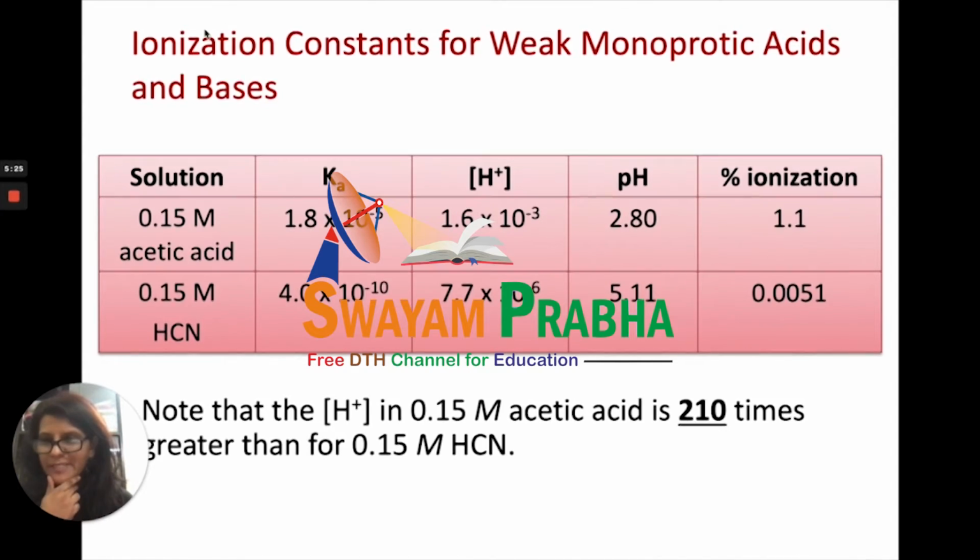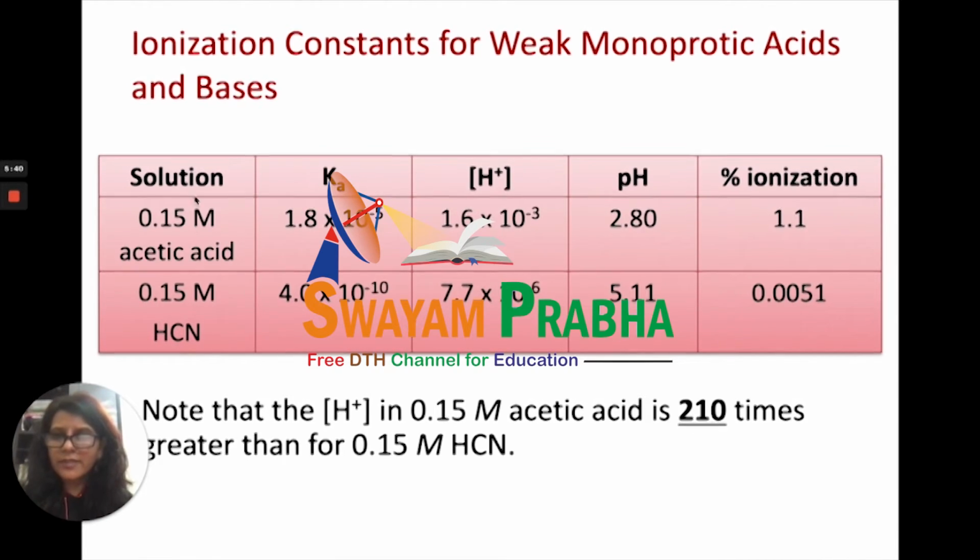Now just see what happens. You have 0.15 molar acetic acid and 0.15 molar HCl. The Kas are given. Acetic acid is 1.8 into 10 to the power minus 5 and Ka for the HCl is 4 into 10 to the power minus 10.